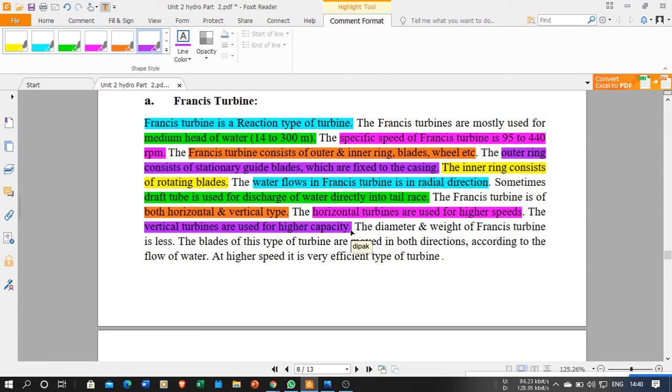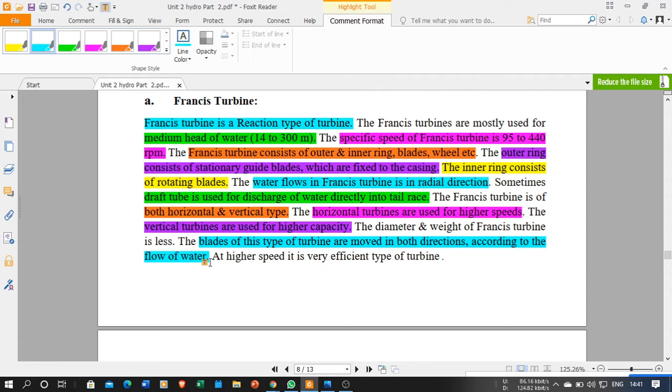The diameter and weight of the Francis turbine is less. If you consider a Francis turbine of the same capacity as a Pelton wheel turbine, the Francis turbine has less diameter as well as less weight. So the cost of this is less. Material requirement is less over here. But if you consider the design parameters, the complexity of this one is more, because the blades used for the Francis turbine are specially designed blades. The blades of these turbines move in both directions. The blades used for the Francis turbine should move in both directions according to the flow of water.